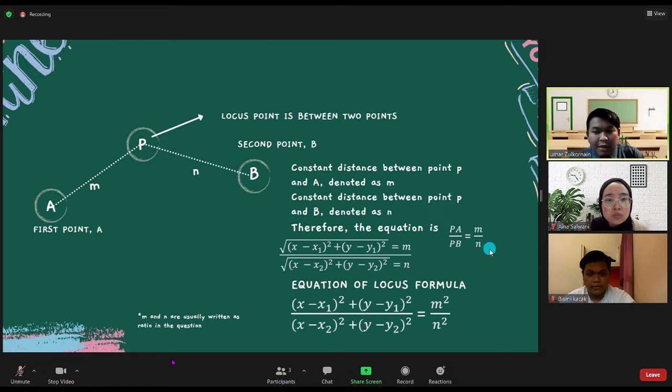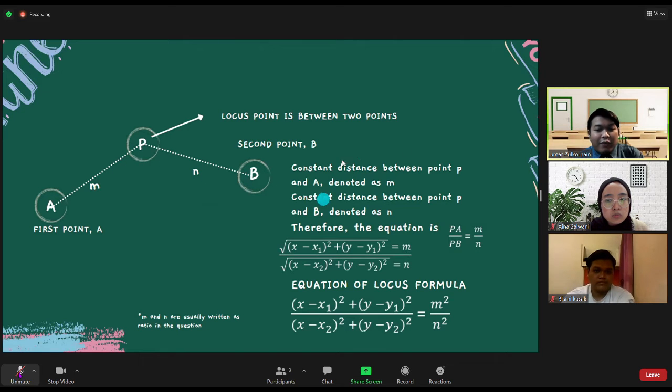But since we need to ratio the distance, then you will get PA over PB equals to M over N. So M over N is the ratio of the distance. Okay, it's not exactly the distance, but the ratio of the distance.